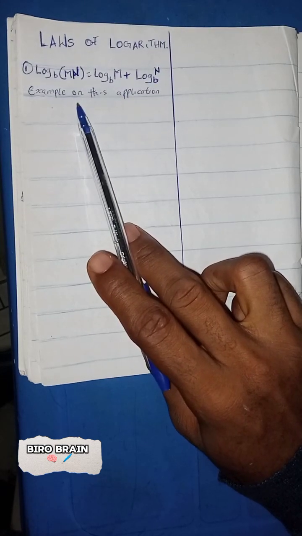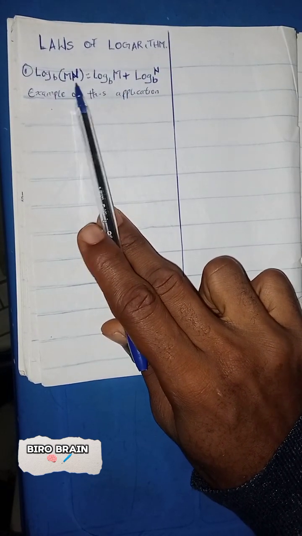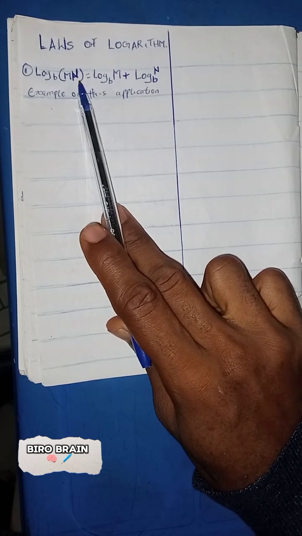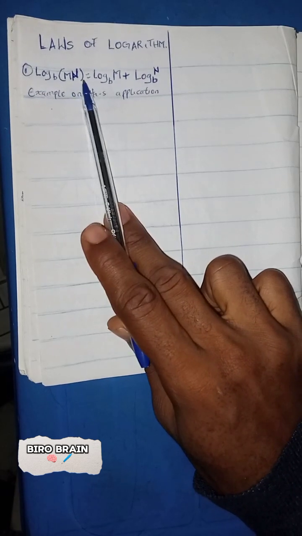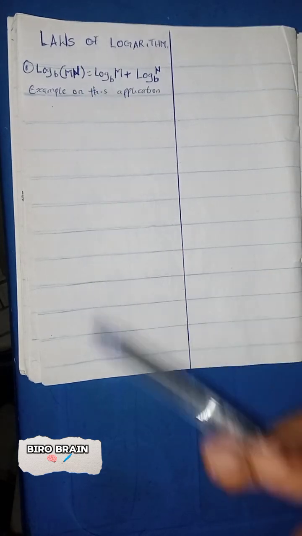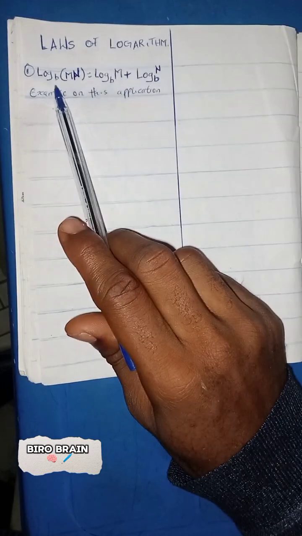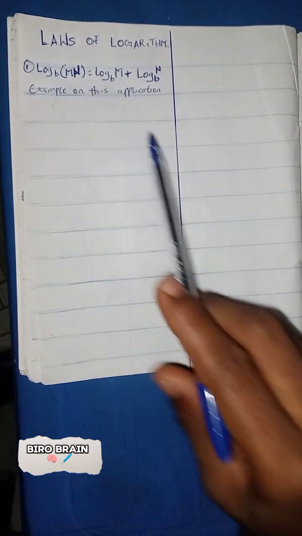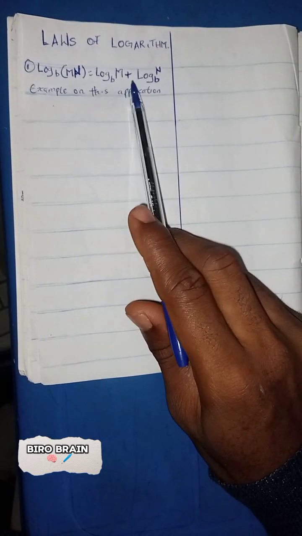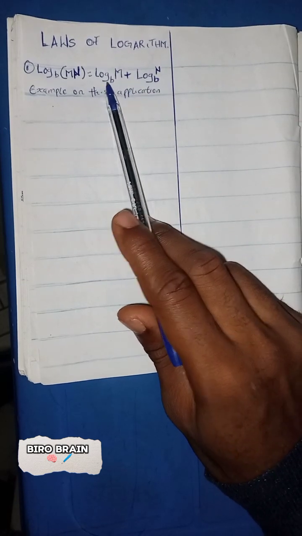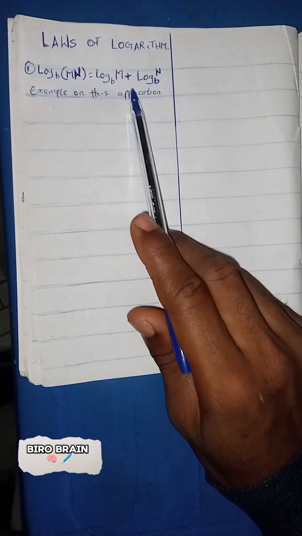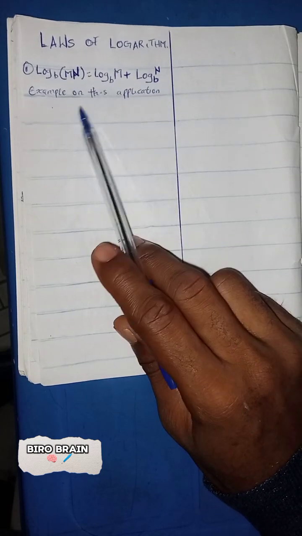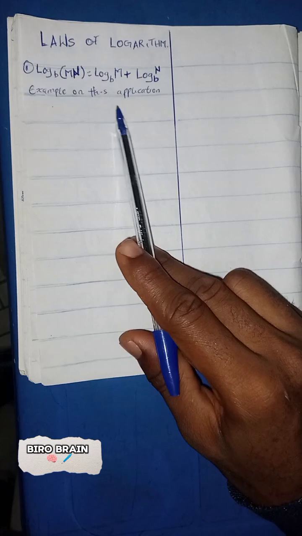So here we're having m times n. They're multiplying each other. When you have two numbers multiplying each other with the same base, you just add them. This is how you do it: log m base b plus log n base b. We're going to take some examples on this application.